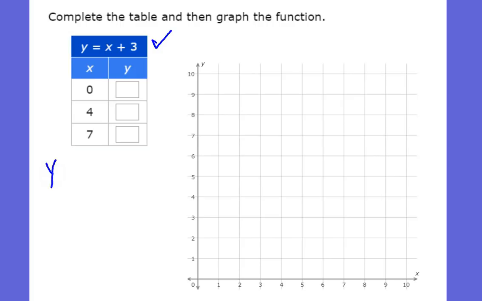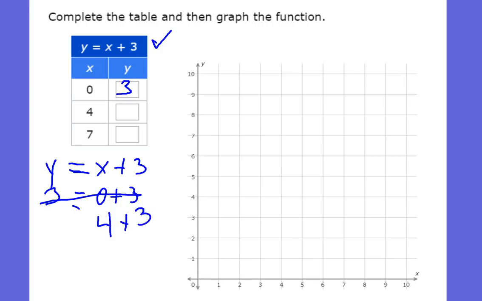So I'm going to start by moving this down here. And I'm going to plug in 0. So 0 plus 3 equals 3. So we know that the y value is 3. I'm going to try it again. I'm going to plug in a 4 plus 3. 4 plus 3 is 7. So we know this is a 7.